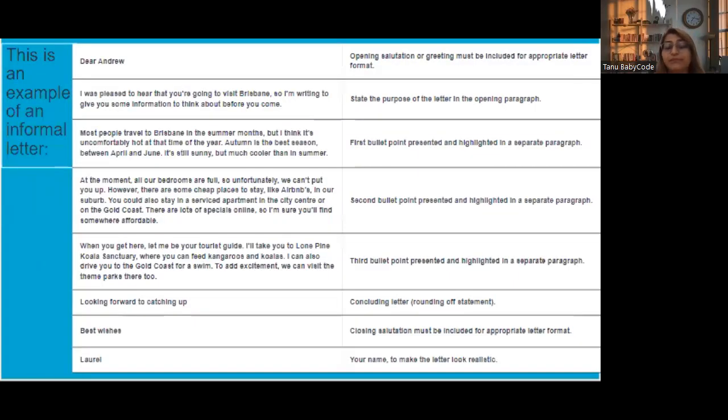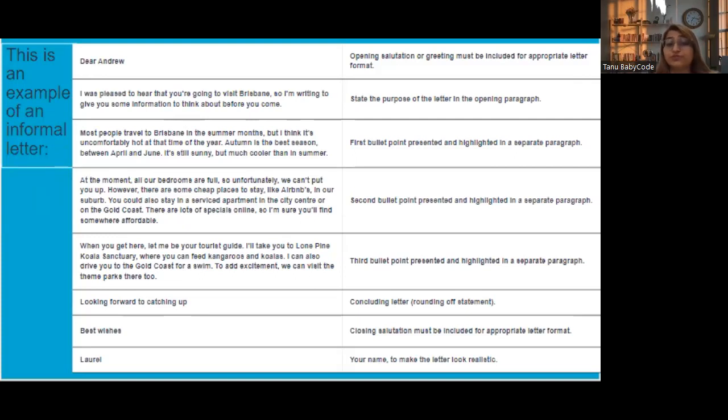Now see the example of that informal letter that we talked about. First is the salutation, Dear Andrew. Now, the purpose of the letter. I was pleased to hear that you are going to visit Brisbane, so I'm writing to give you some information to think about before you go. Right, so he's actually giving some suggestions, some advice. The first bullet point was when and why.